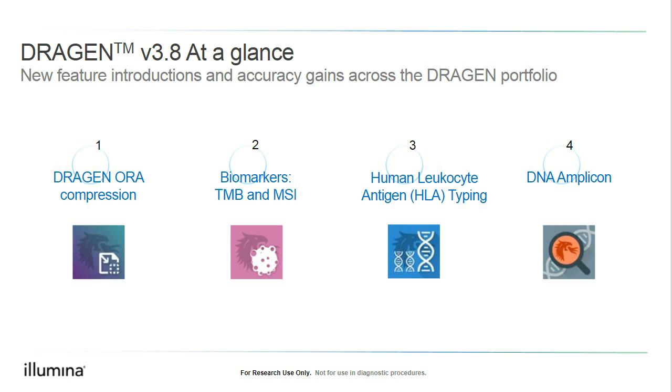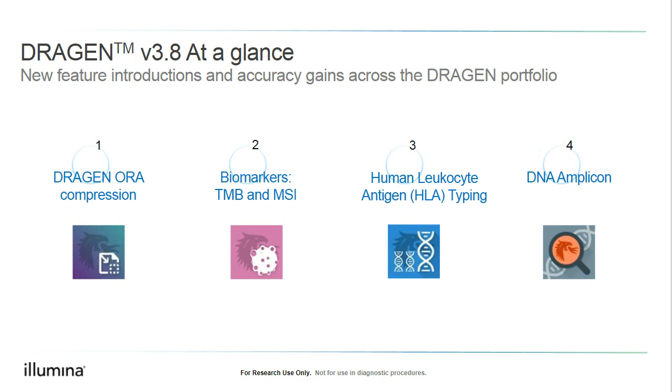Also, for the first time, we are bringing in a general software platform for DRAGEN biomarkers, which are TMB and MSI. Also, we are introducing an HLA typing pipeline for the first time onto the DRAGEN platform in this release. And another feature that has been requested by our customers for a while, the DNA Amplicon feature, is now being introduced onto the platform as well. In the past, we have had support for enrichment, but in this release, we are bringing in the Amplicon feature for DNA, and then in a future release, we will also be introducing RNA support for Amplicons.